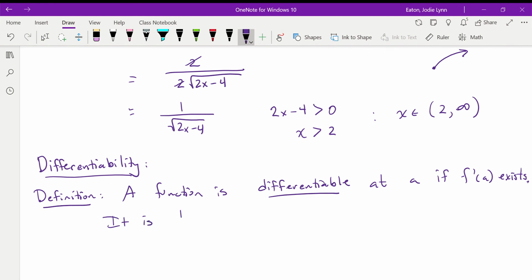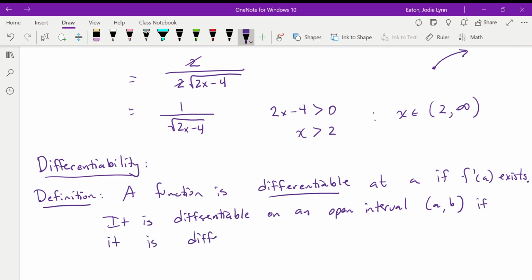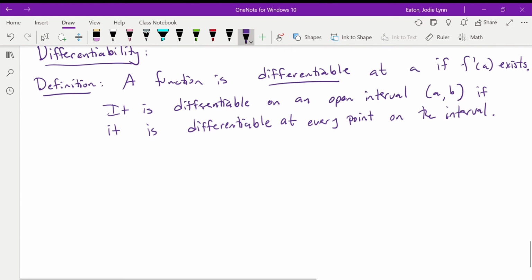It is differentiable on an open interval (a, b) if it is differentiable at every point on the interval. Okay. So where are functions not differentiable?